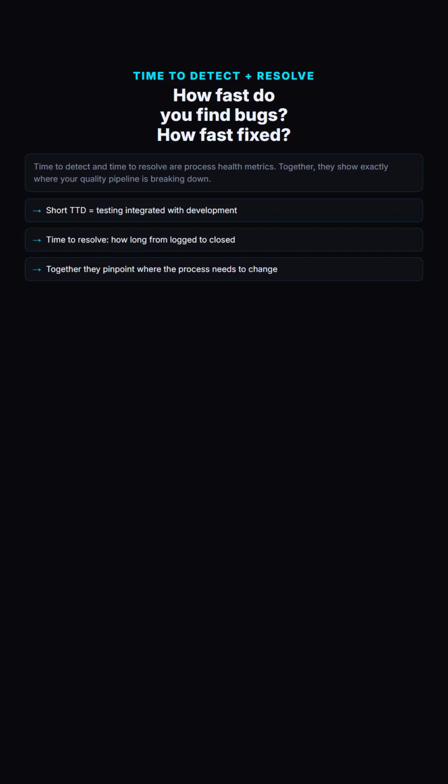If time to detect is long, your testing process is happening too late in the development cycle and a shift-left approach would help. Both of these metrics are actionable in a way that raw defect counts simply are not. They point directly and specifically to where the process needs to change, and they give you the data to have that conversation with engineering leadership.